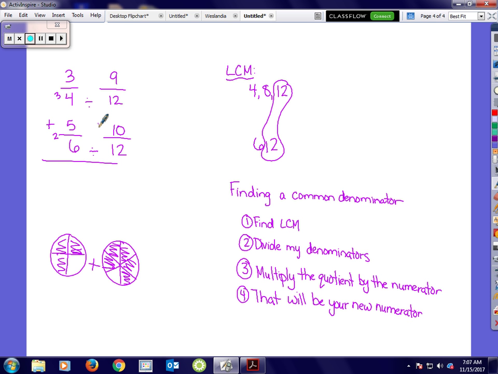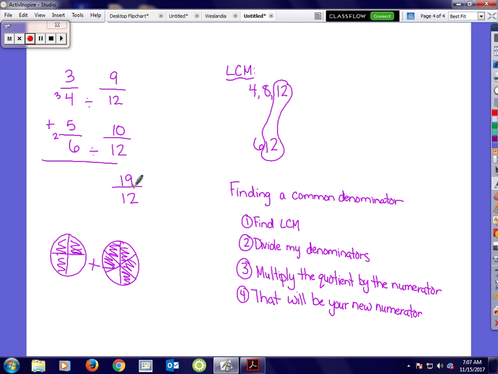That makes them equivalent fractions. And now I have common denominators, so now I can add them, just like I would my fractions from last year. I know my total parts isn't going to change, so my denominator is going to stay 12. And then I just have to add 9 plus 10, which is 19. So my answer is 19/12.